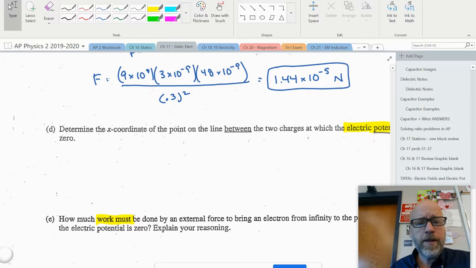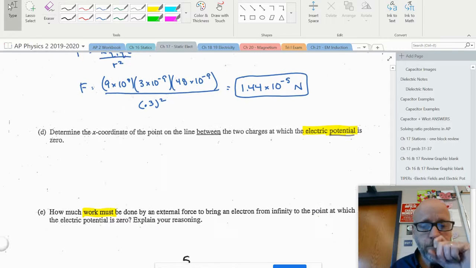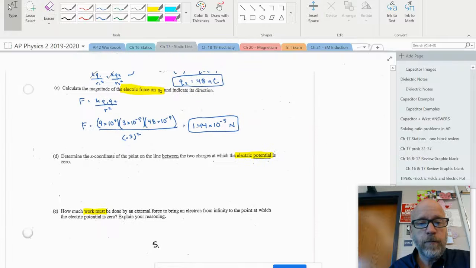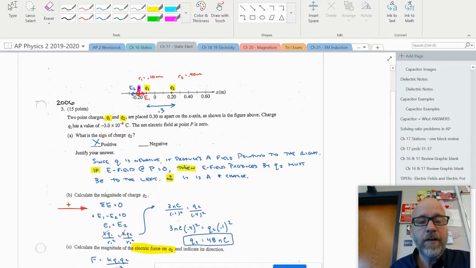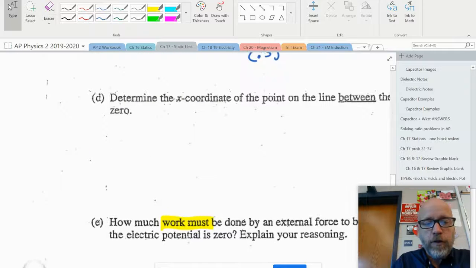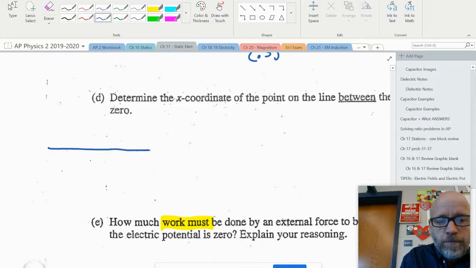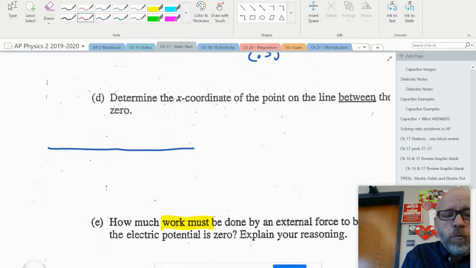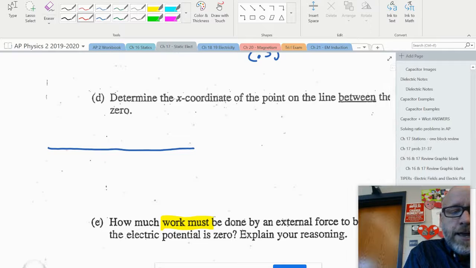Moving on. Determine the x coordinate on the line between the two charges where the electric potential is 0. Aha. Nice. So what we have here, I'm going to draw another picture, if that's all right with you. I have Q1, which is negative 3 nanocoulombs. And over here, I have a positive 48 nanocoulombs.